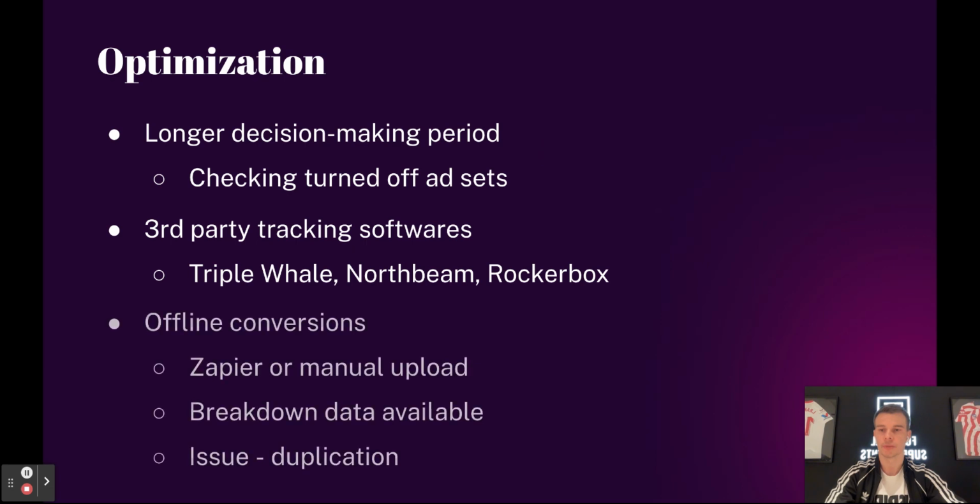Besides that, for some of the clients, we are relying on offline conversions. Basically, as I said, Facebook doesn't have an option to record all the sales, especially when the users opted out. That's why you can upload offline conversions. You can do it via Zapier and automate it, or you can do it manually, I don't know, on a weekly basis. So what does that mean?